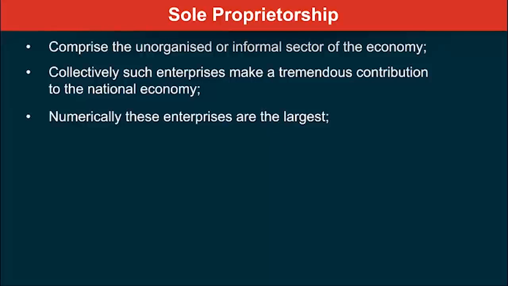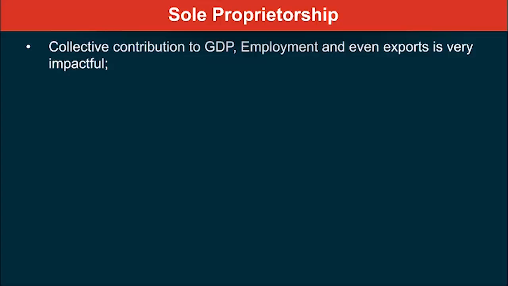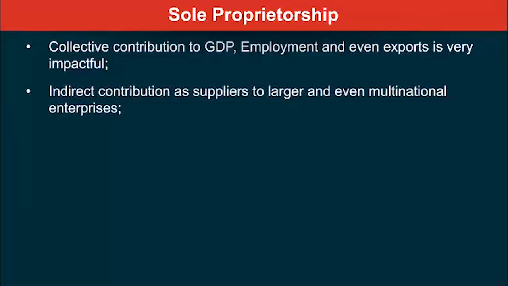Numerically also they are the largest, because if you see even in one street how many people are doing business, you will be surprised, isn't it? If you actually count, you will be surprised at the numbers that we are looking at. And the collective contribution to the GDP is also very high, including for employment, and even for exports. There's also another indirect contribution. Direct contribution we can see, but there's an indirect contribution.